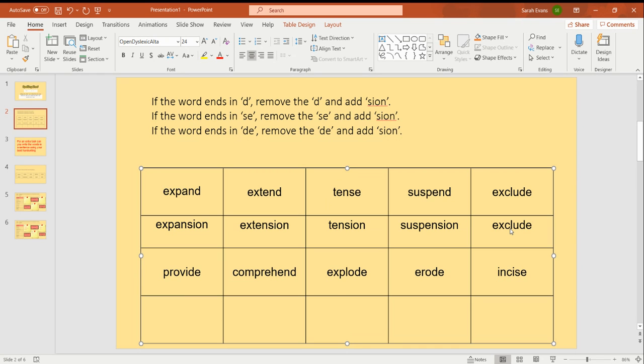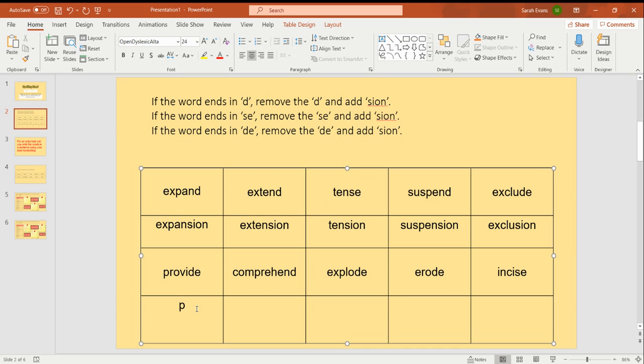Exclude. If we exclude something, sometimes we might talk about this in bullying. You leave somebody out, you leave something out, you exclude it. Take off the E, SION. I'm going to make sure my spelling is correct. Exclusion. Okay. Provide. You provide something, you give it.